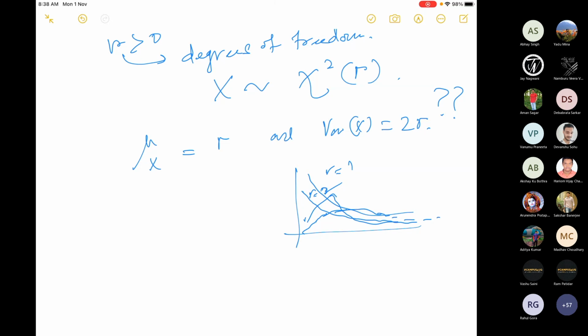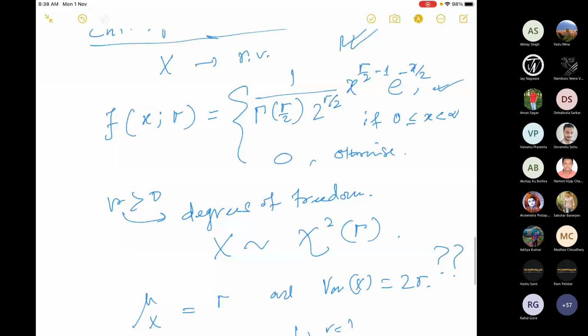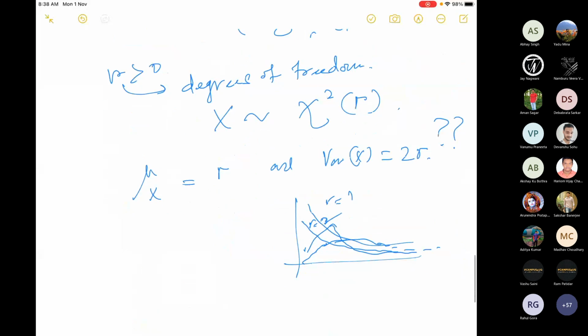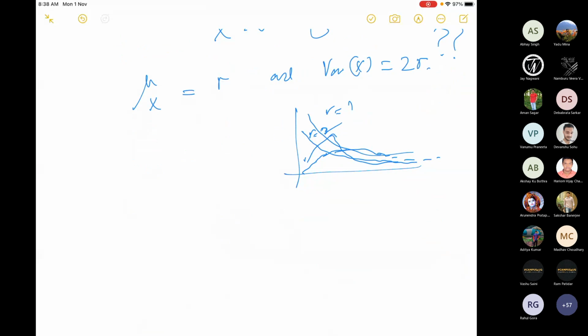From r equal to 1, we can see what the function is. If you put just r equal to 1, you see what is happening. This will play the dominant role. So r equal to 1, 2, 3, dot, dot, dot. If you take r very large, then it will become normal. Let me just make a remark, which we talked about before. If r goes to infinity, then chi-square r is normal.